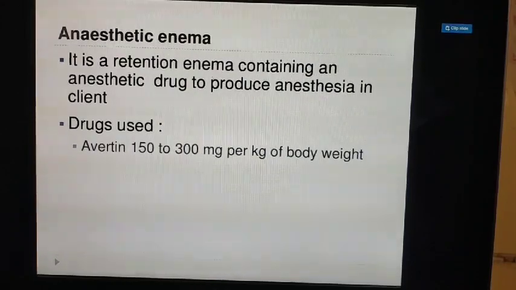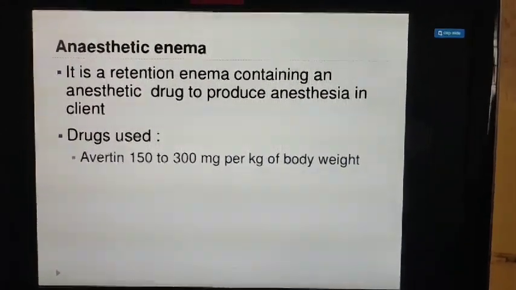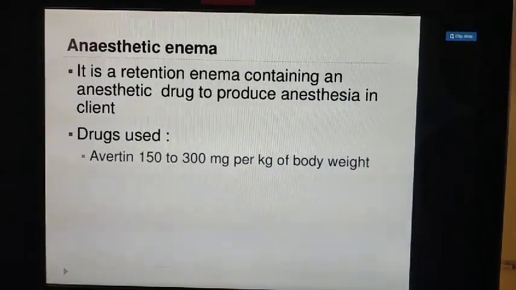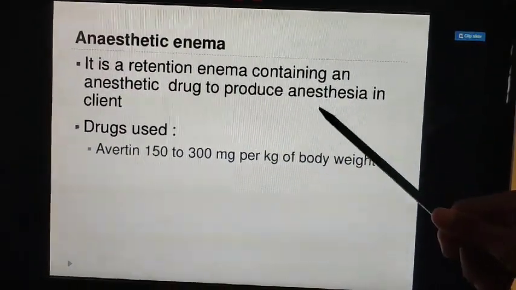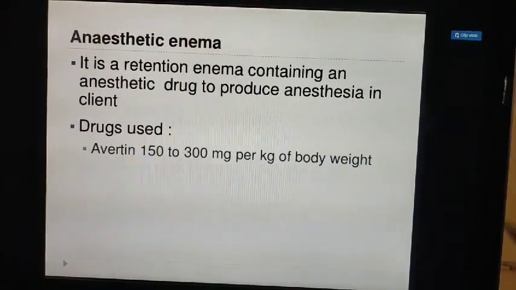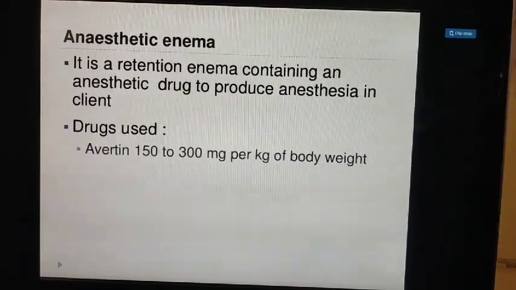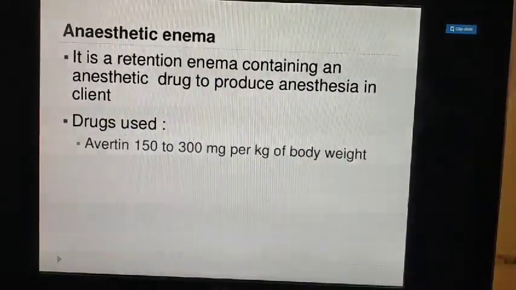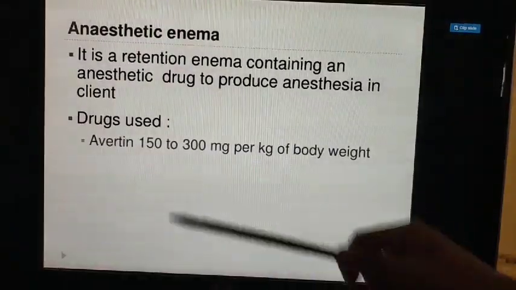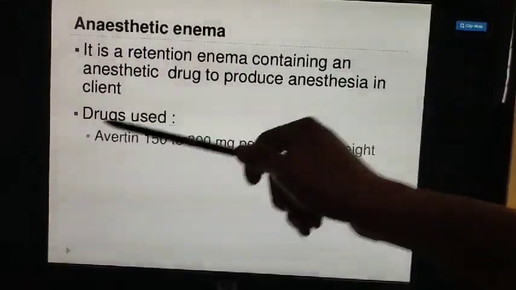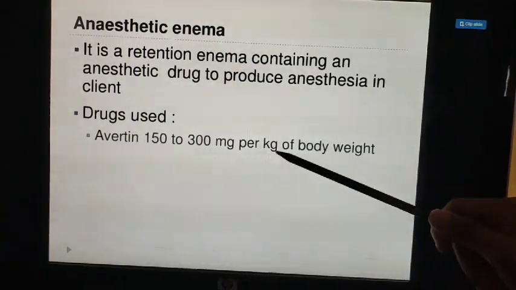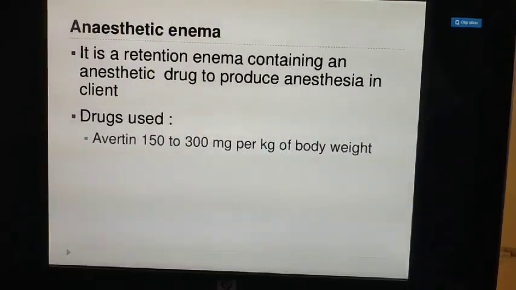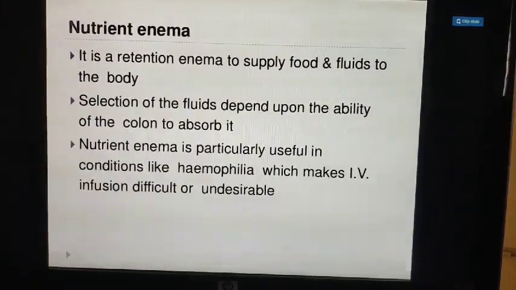Next we'll see the anesthetic enema. As the word says, we give anesthesia for bottom cases. Bottom surgeries, like hemorrhoids and fistula, sometimes need this anesthetic enema along with the anesthesia. It is a retention enema containing an anesthetic drug to produce anesthesia in the patient. An example is avertin, an anesthetic drug, at 150 to 300 mg per kg of body weight. Clear?